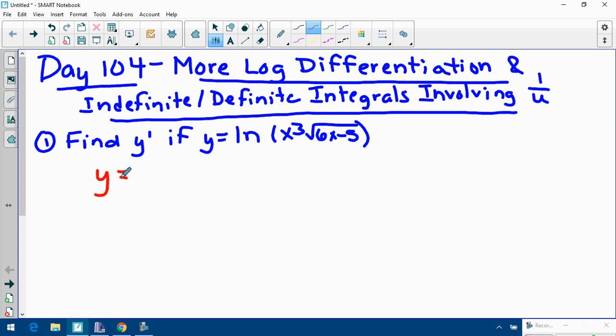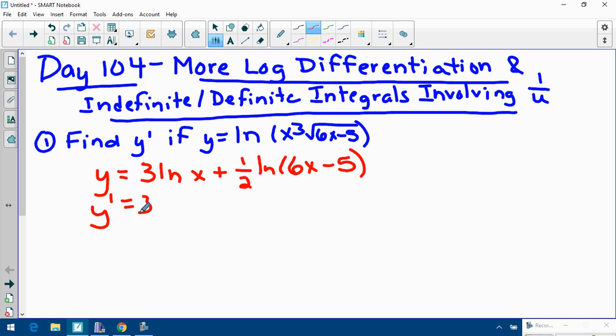So this would become y equals 3 ln of x plus 1/2 ln of 6x minus 5 to start out with. So I used the power rule, brought the exponent out front. 1 log multiplied is 2 logs added. Now I can find y prime a little easier.